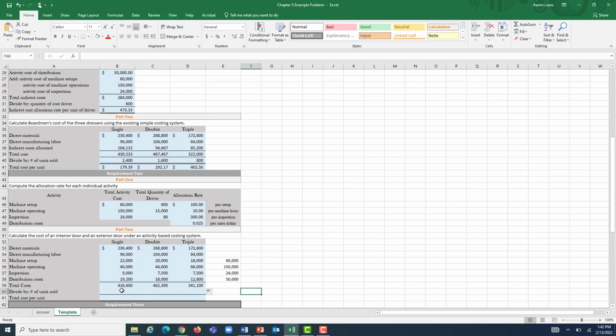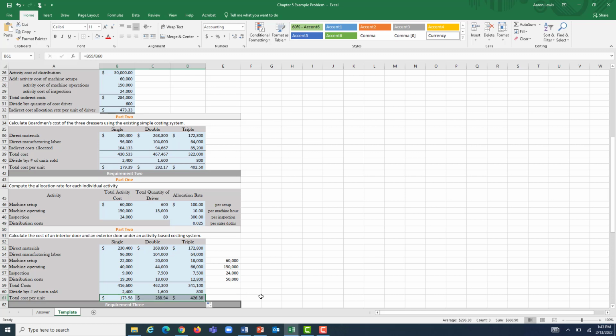Well, now we need to find our cost per unit. The number of units that we expect to sell of each model is not going to change because we have a different way of allocating out indirect costs. It's going to be exactly the same as it was under our simple system. And we have those numbers above. It was 2,400 single dressers expected to be sold, 1,600 double dressers expected to be sold, and 800 triple dressers expected to be sold. So I can just go and I can fill in those numbers. And then I can divide our total costs per model by the number of units we expect to sell of each model, and I get our new cost per unit.